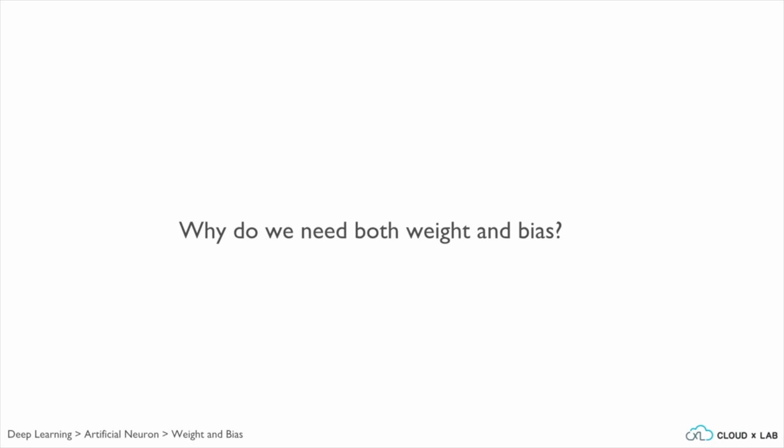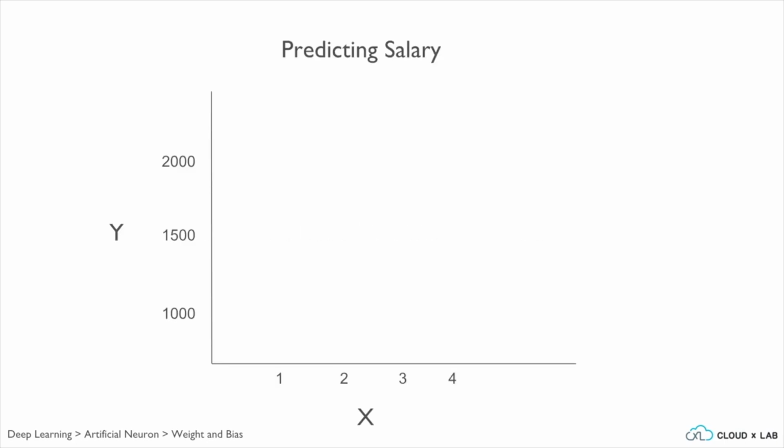Let me take the same salary example with a little different data points. Imagine that you started your career with a salary of 1000, meaning at the experience of 0 years, your salary was 1000. And then after 1 year of experience, your salary was 1500. And after 2 years of experience, your salary became 2000. The question is, can we fit a straight line into this data that is going through the center?